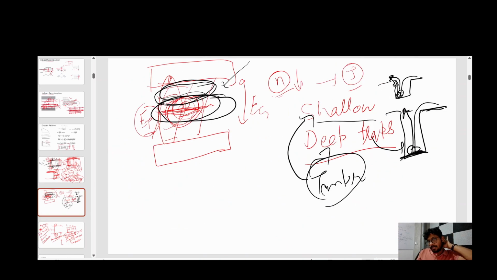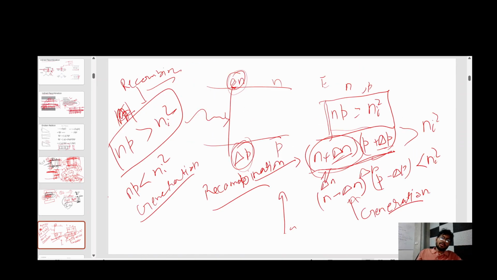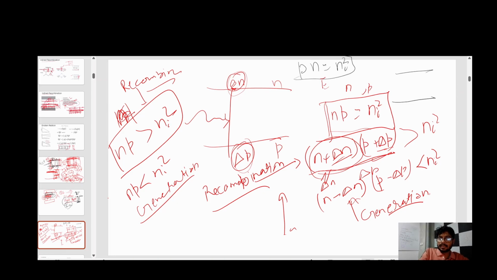We are not discussing the traps here. If you take the semiconductor in the equilibrium state, then pn is equal to ni square, the mass action law. This will always hold whenever the semiconductor is in equilibrium.